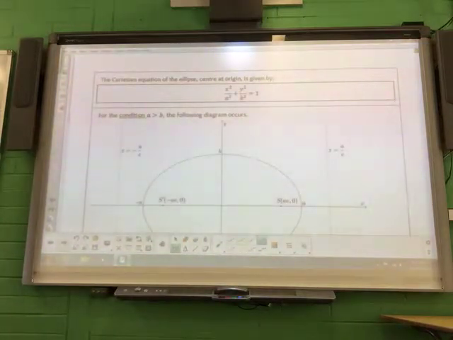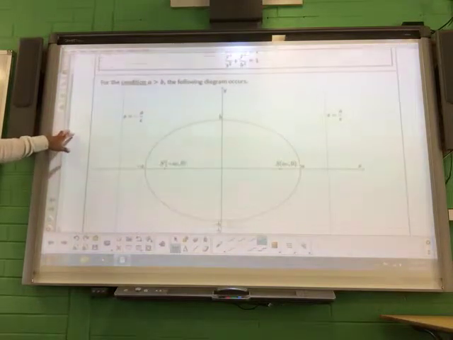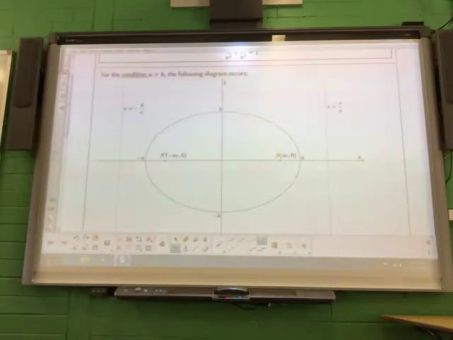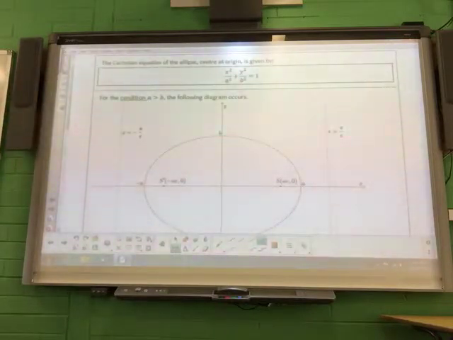So, the Cartesian equation of the ellipse with the centre at the origin is given by that equation there. So we've gone through how it's been derived: x squared on a squared plus y squared on b squared is equal to 1. The a's and b's are the intercepts of your axes for the ellipse. Now, a couple of things you have to know. When the value for a is greater than the value for b, in other words, the value in the denominator of x squared is bigger than the value in the denominator of y squared, we have what's probably going to seem to you to be the normal ellipse.